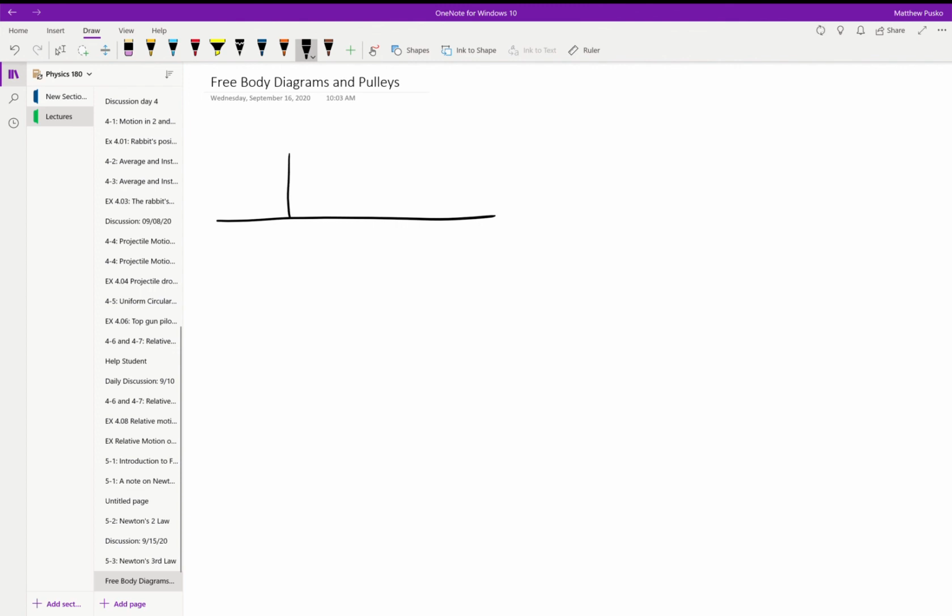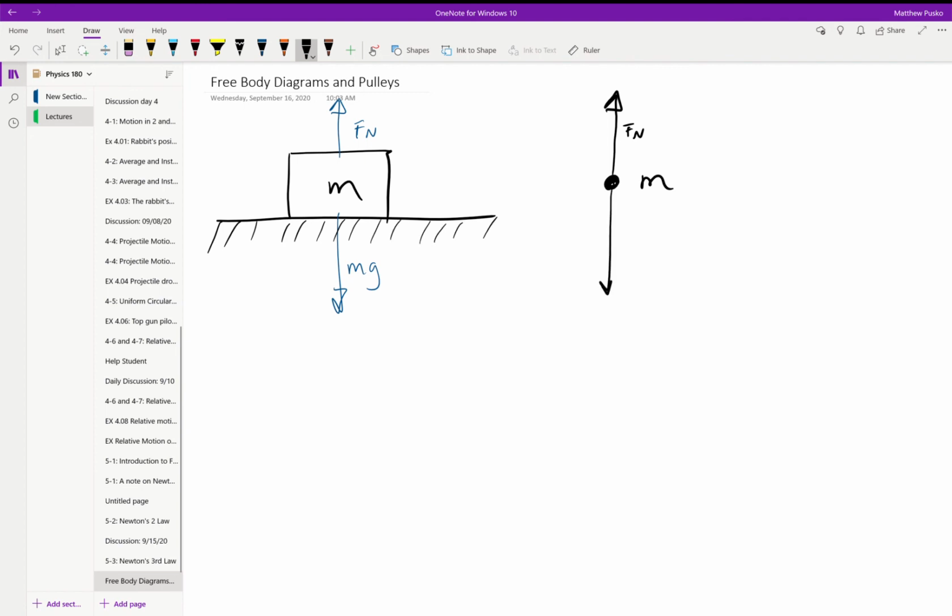We can draw forces directly onto a diagram like this and say we have some mass times gravity pointed down, some normal force pointed up, but that's not a free body diagram. For a free body diagram, we need to represent this mass as a point. And then we would say, okay, we have a normal force pointed up due to the table supporting it, and some mass times gravity pointed down. These would be equal length if it is not accelerating and it is sitting at rest, right?